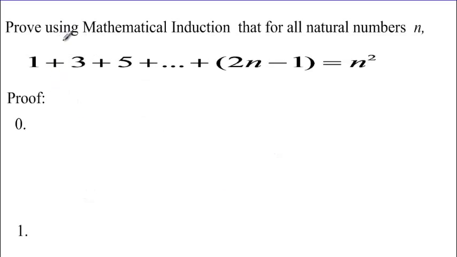He said here, prove using mathematical induction that for all natural numbers the following statement is true. What is the statement? That the sum of n odd numbers is equal to n squared. So now I'll explain the proof of natural numbers by doing it.